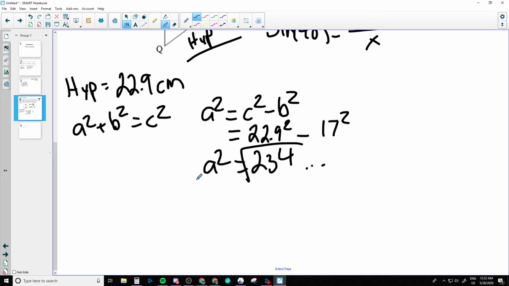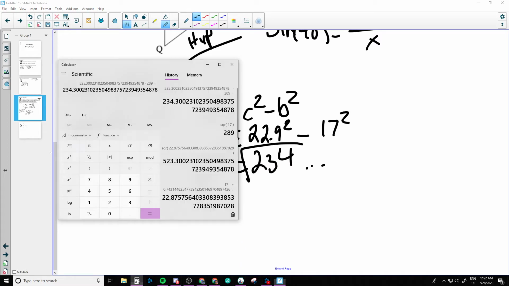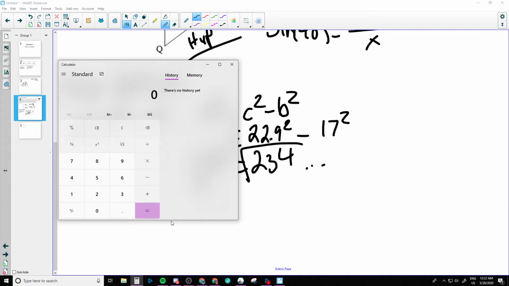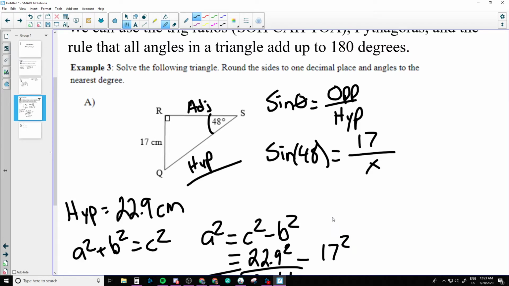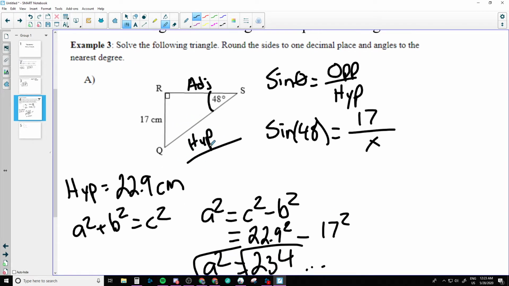We have to square root to get a. Oh, it's not going to let us do this in this. So we'll just square root it over here, and we get 15.3. Okay, so now we've solved for all of the sides. This one is 22.9. This one is 15.3.